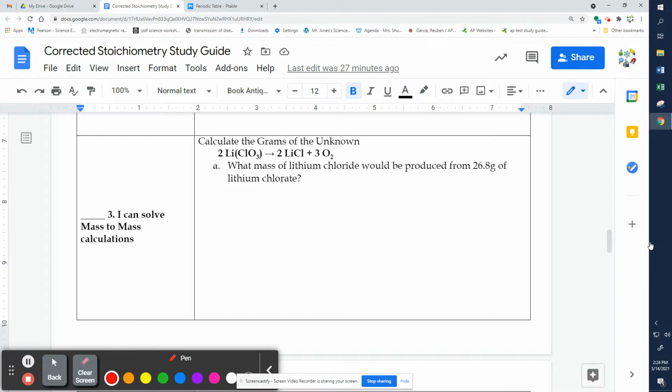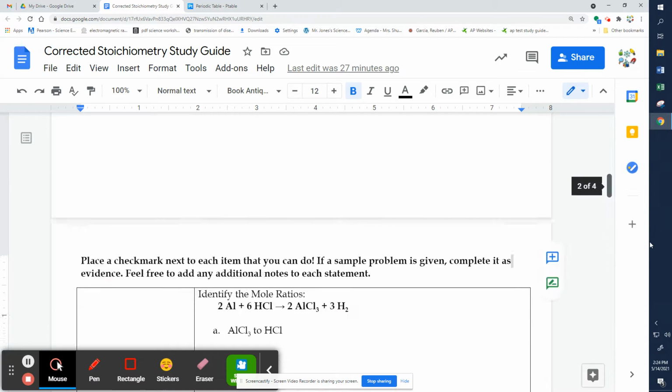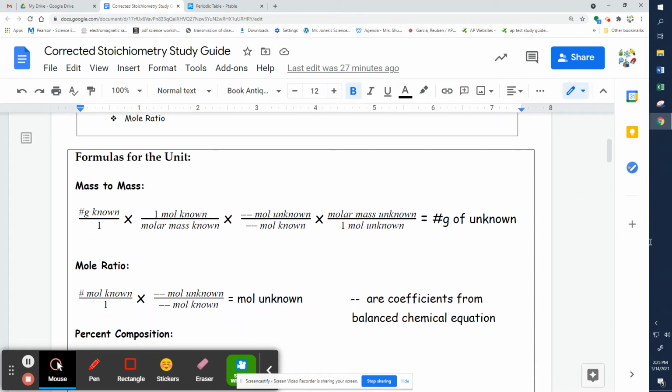For section 3, we are going from grams to grams, or mass to mass. We're using this rather large equation that we were given way up here, this big long one. Okay, so if you don't already have that written down, go ahead and take a minute, pause it, write it down.